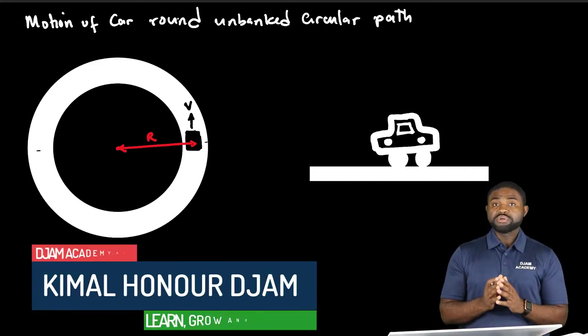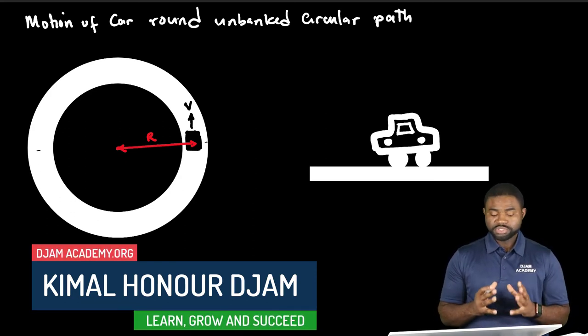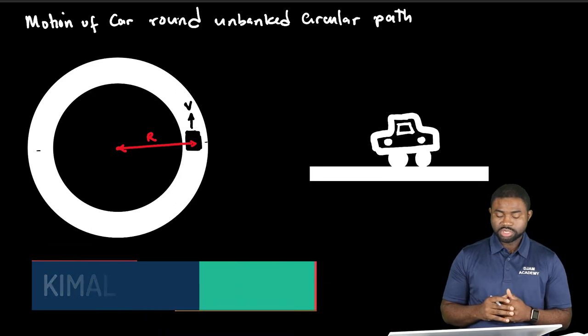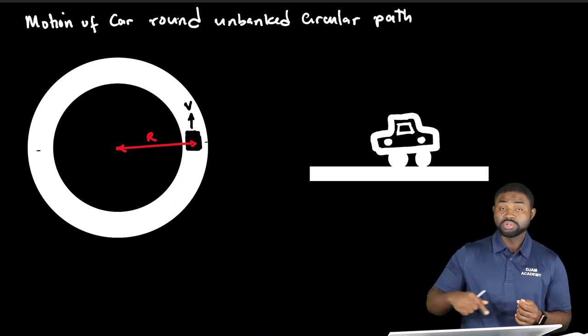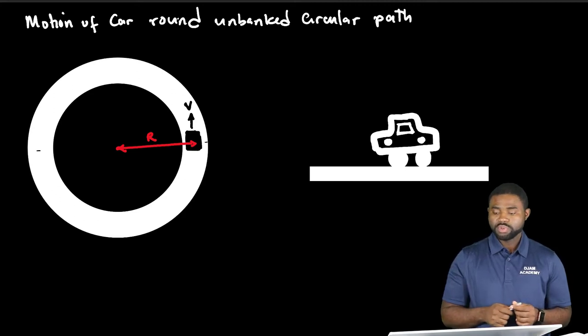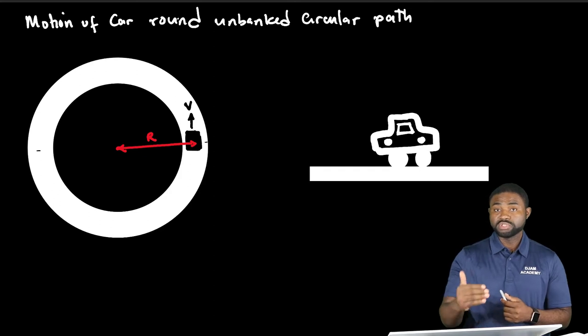In this example, the objective of this lesson is to study the principles that govern a car going around an unbanked circular track. Now, whenever you're going around a circular track, we know we need a centripetal force to help the car go around the circular track.